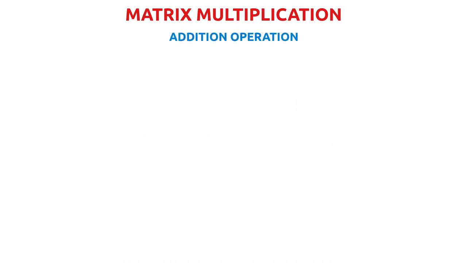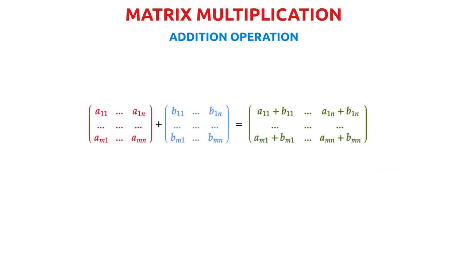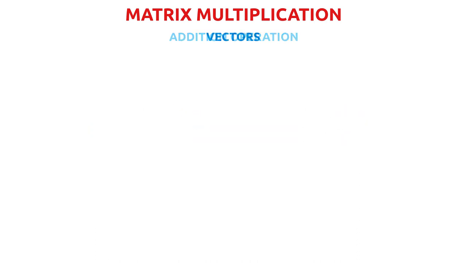The addition operation is also defined on matrices with the same dimensions. To add two matrices, just add the corresponding entries and place the sum in the corresponding position in the resulting matrix. A matrix with one of the dimensions being 1 is commonly known as a vector.